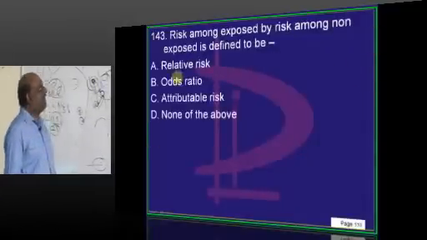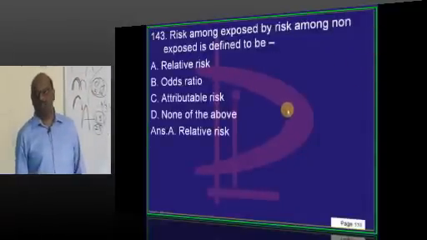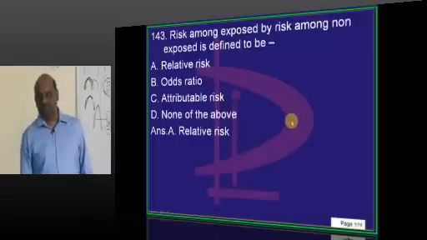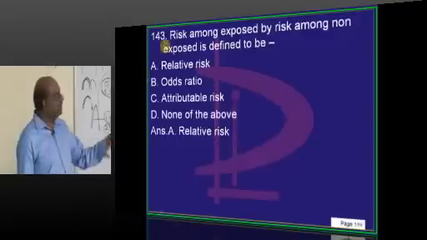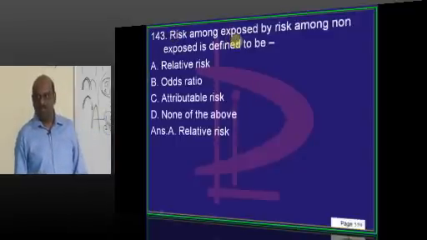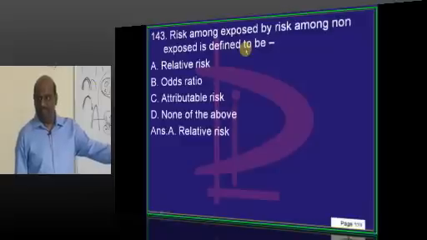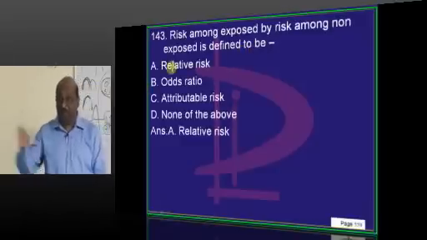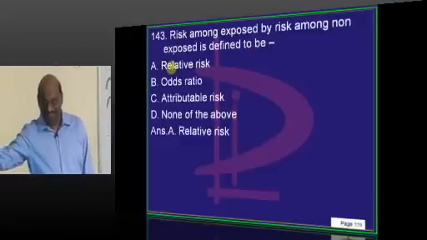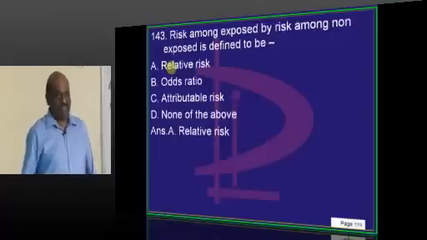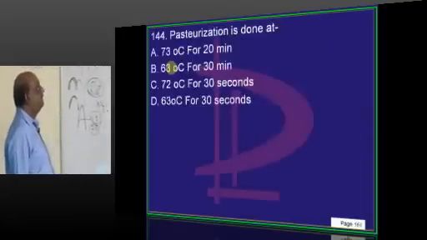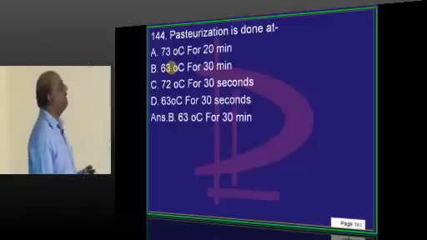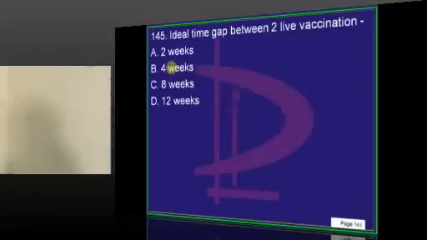Risk among exposed by risk among non-exposed is called relative risk. If you smoke cigarettes and get cancer, that is risk among exposed. If the husband smokes and the wife, who is separate from the husband, also gets lung cancer, that is risk among non-exposed. The ratio is relative risk. Then pasteurization, what is the temperature? 63 degrees for 30 minutes.